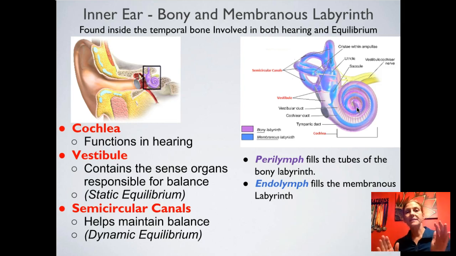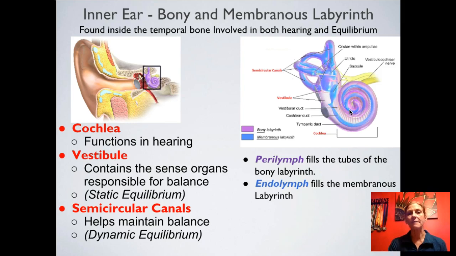Okay, so now let's take the labyrinth apart. This coiled piece right here is called the cochlea. Kind of looks like a snail to me. The cochlea is where we find the organ of Corti, which is a structure, or an area maybe we want to say, that contains the sensory cells for hearing. And then this portion here is called the vestibule. A vestibule is an entryway, so this is kind of the entryway into the labyrinth.